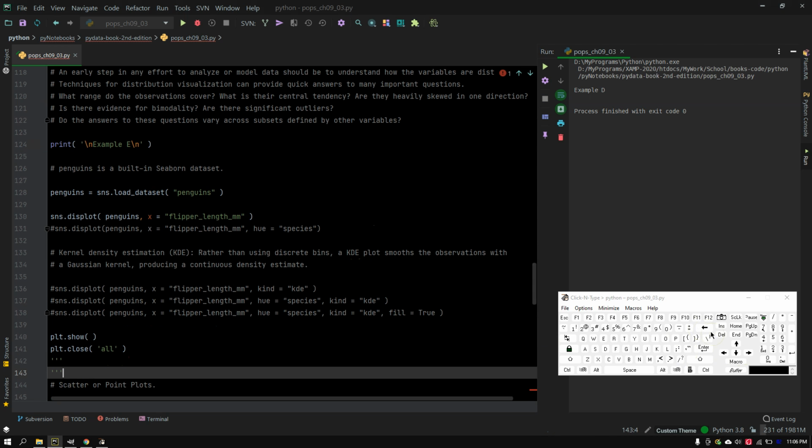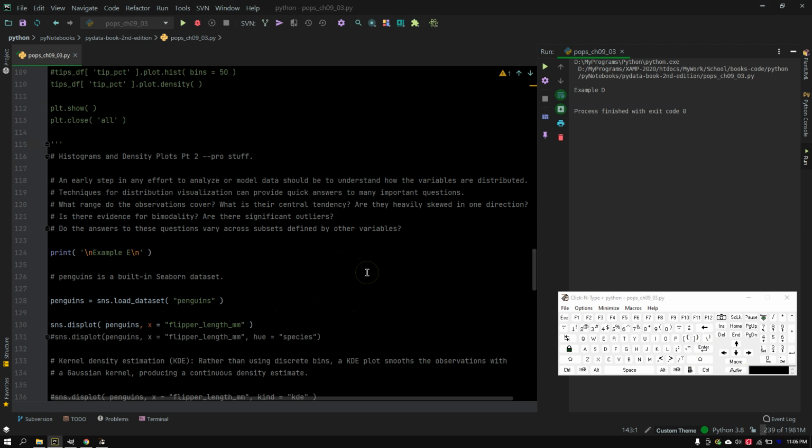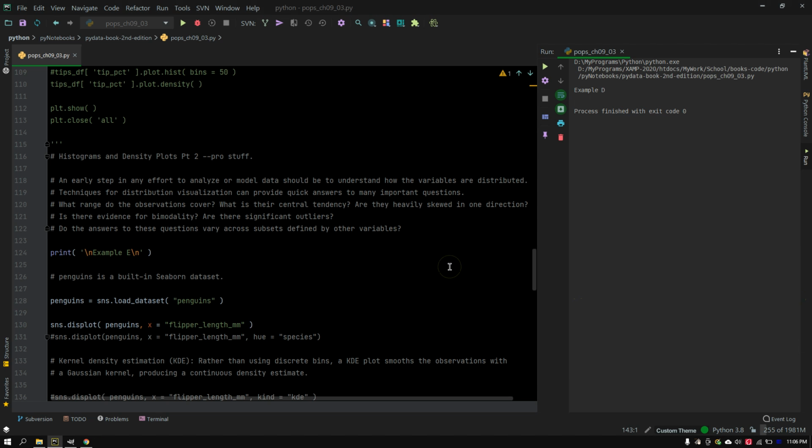Now we're gonna see example B, histograms and density plots, part 2. This is the pro stuff. An early step in any effort to analyze or model data should be to understand how the variables are distributed. Techniques for distribution visualization can provide quick answers to many important questions. What range do the observations cover? What is their central tendency? Are they heavily skewed in one direction? Is there evidence of bimodality, perhaps?